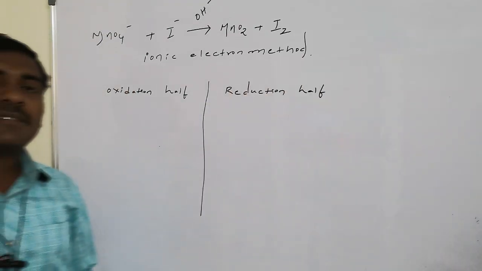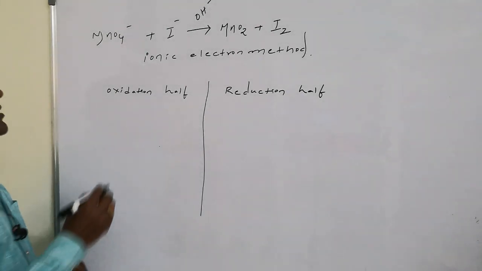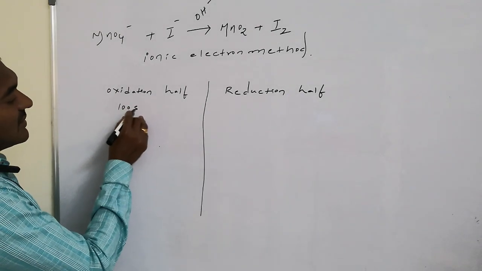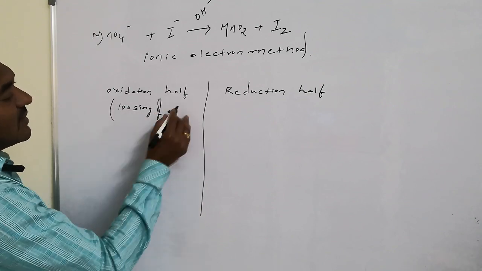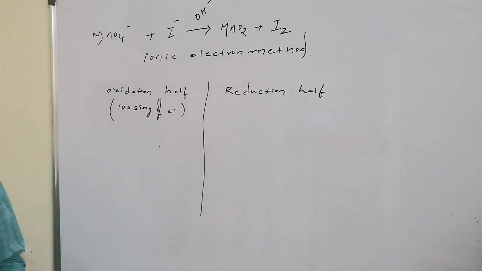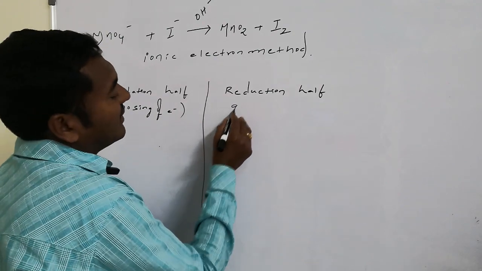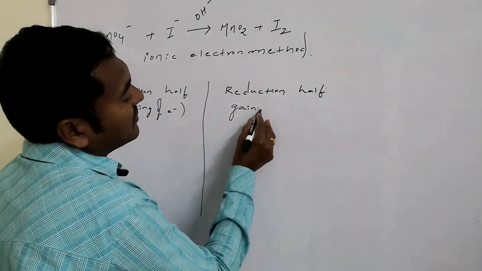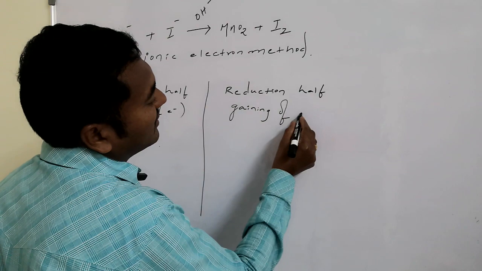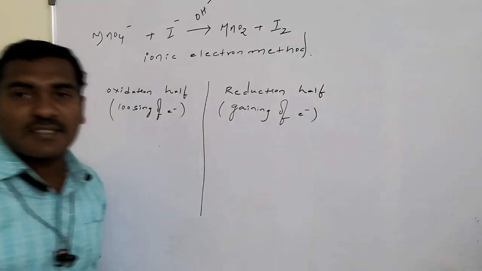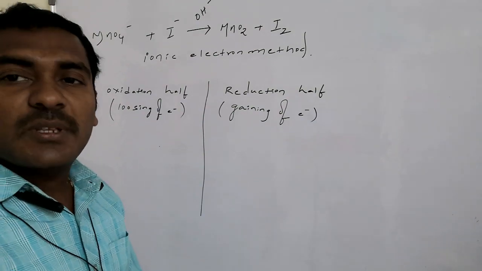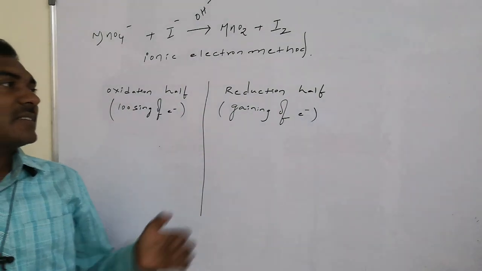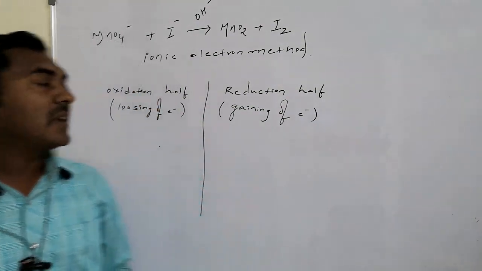Oxidation is the part where there is losing of electrons. Oxidation meaning is losing of electrons, that is, net electron loss is observed here. Whereas reduction is gaining of electrons. In terms of electrons, oxidation is the part where losing of electrons takes place and reduction is the part where gaining of electrons takes place.